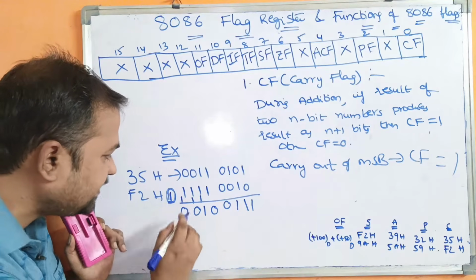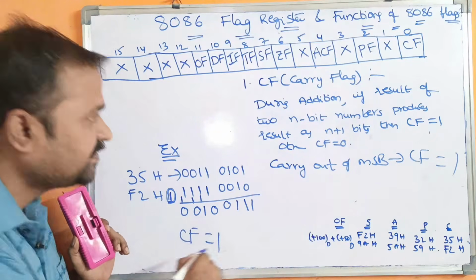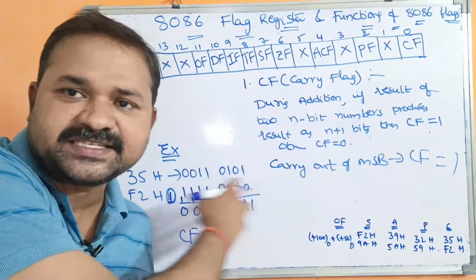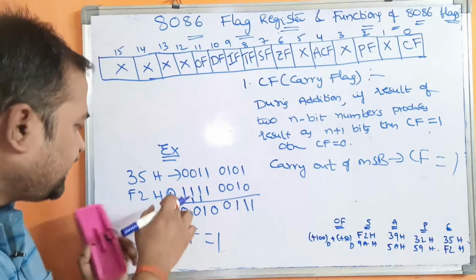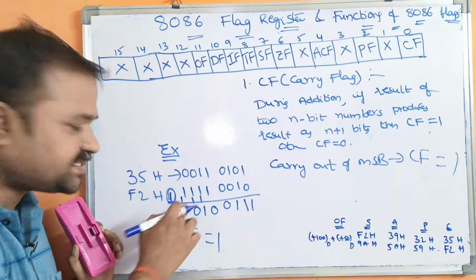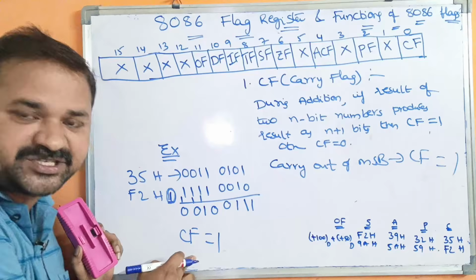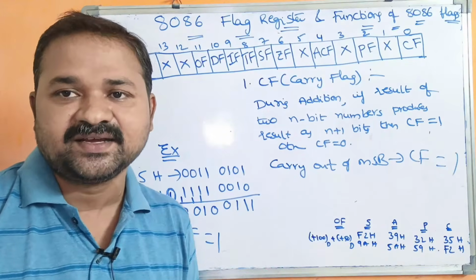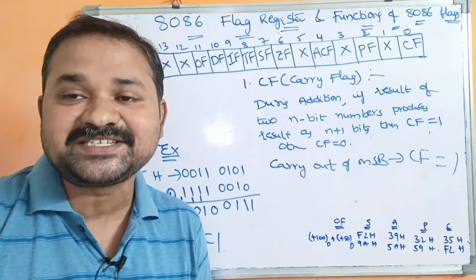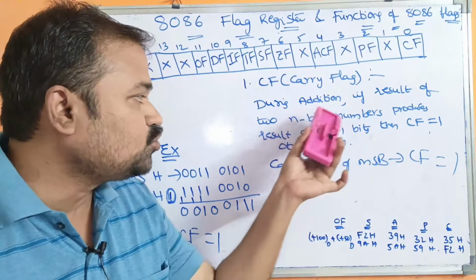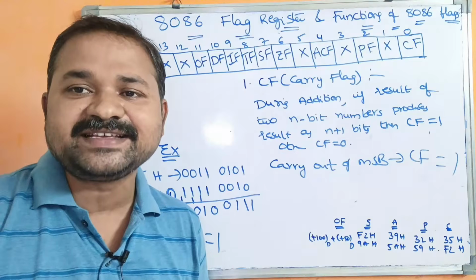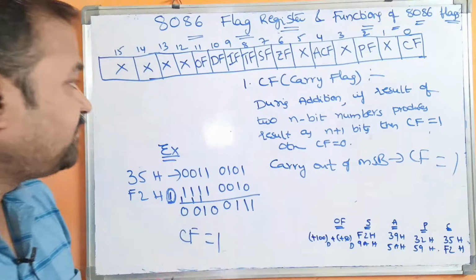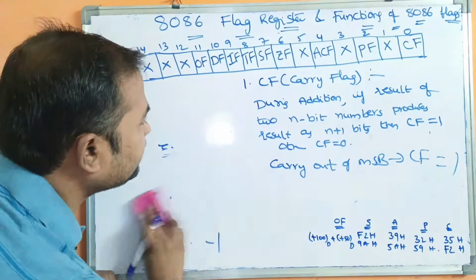So we can say that the carry flag will be set. Let the size of the register be n bits. By adding two 8-bit registers, we got a result of 9 bits, so we can say that the carry flag is set. Let us assume the size of the register is 16 bits. By adding two 16-bit registers, if we get a result of 17 bits, then the carry flag is set. Otherwise, the carry flag is reset. So this is about the carry flag.